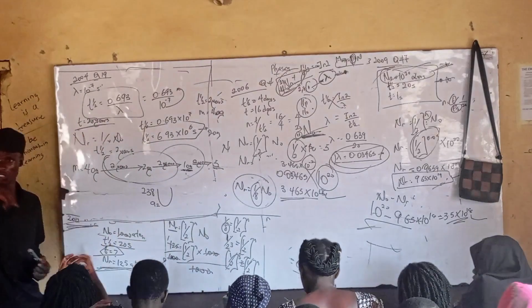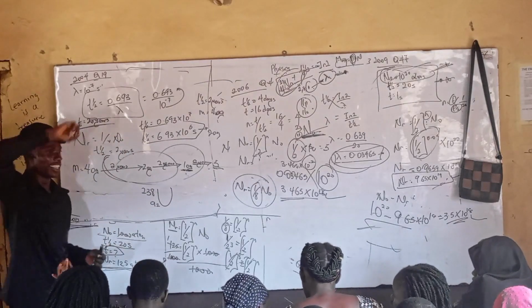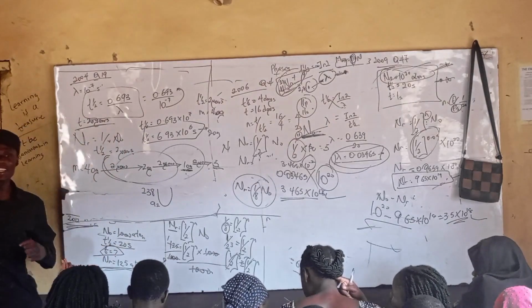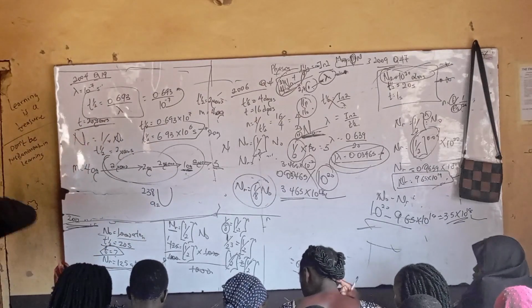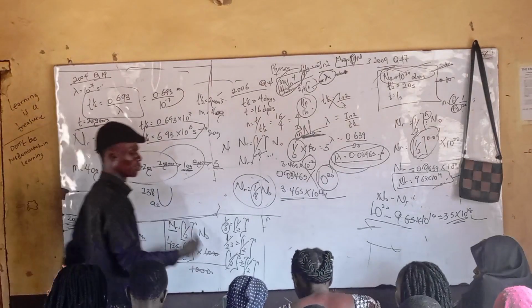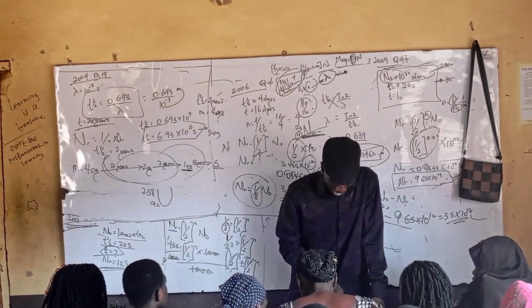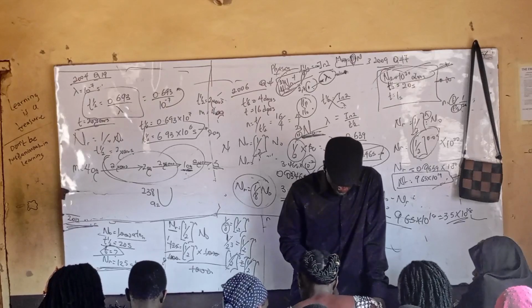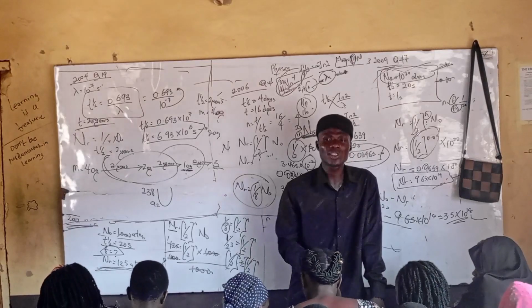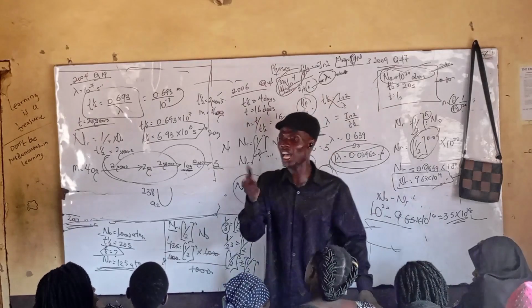Let me read the question. 8 alpha decay and 6 beta decay are necessary before an atom of uranium U achieves stability. The final product in the chain has an atomic number of what?